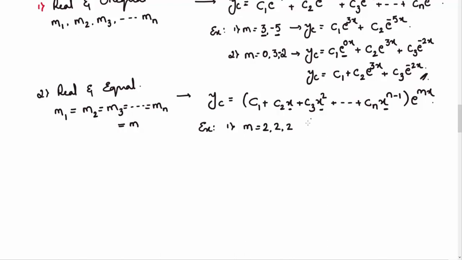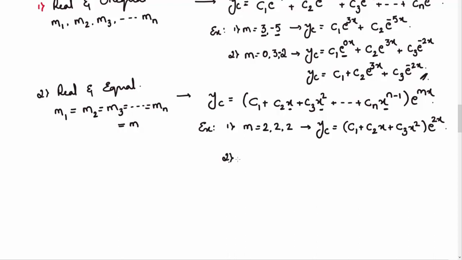Like say, for example, if I'm having the roots as m is equal to 2, 2 and 2. Then as the 3 roots are equal, we'll be writing yc as c1 plus c2x plus c3x square into e to the power 2x.